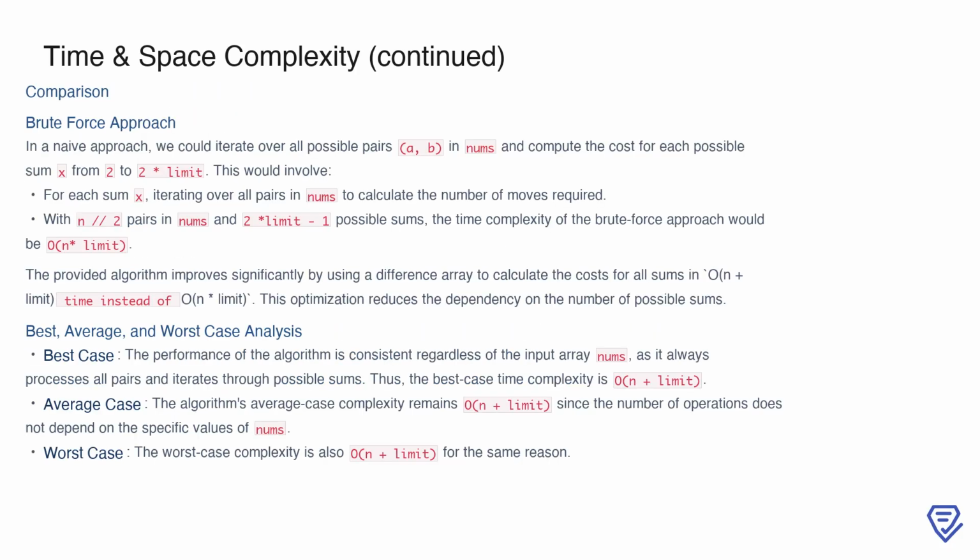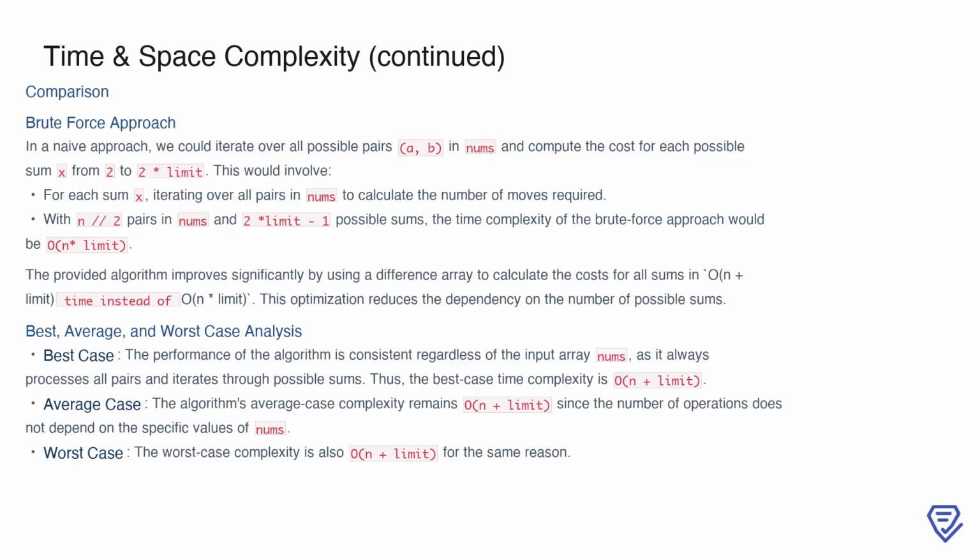To appreciate the efficiency of this algorithm, let's compare it to a brute force approach. A naive solution would iterate over all possible pairs in nums and compute the cost for each possible sum x from 2 to 2 * limit. For each sum, this would require looping through all pairs in nums to calculate the number of moves. With n//2 pairs and 2 * limit - 1 possible sums, the time complexity of the brute force approach becomes O(n * limit). In contrast, the algorithm we've analyzed avoids this inefficiency by using a difference array to pre-compute costs for all sums in O(n + limit) time. This optimization significantly reduces the dependency on the number of possible sums.